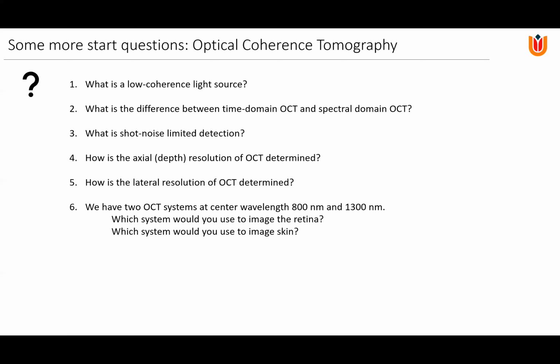So a system with a longer wavelength for the retina, you just want to go deeper than the skin? That could be. It's not the answer yet. Maybe shorter for the skin, because that's... Okay, I see your reasoning. What's good in your reasoning is that you think about how deep the light goes.